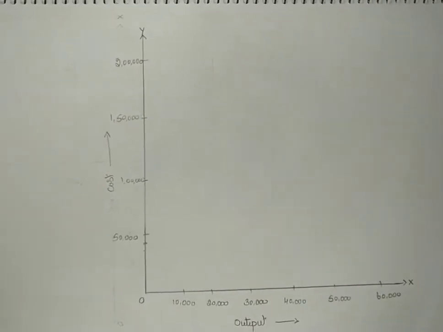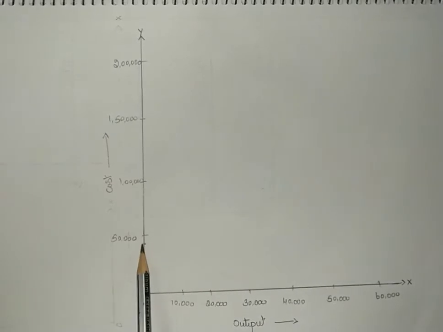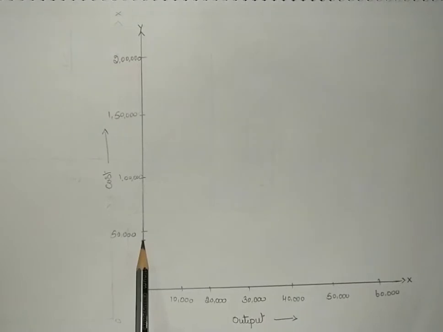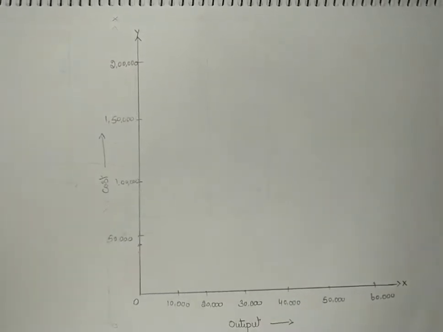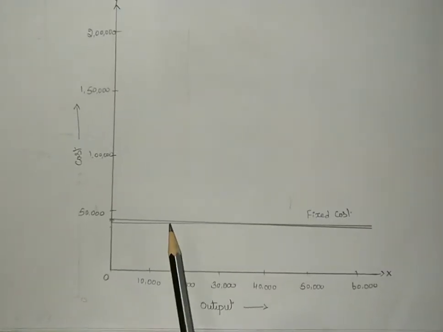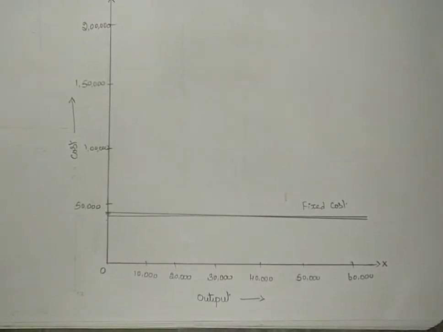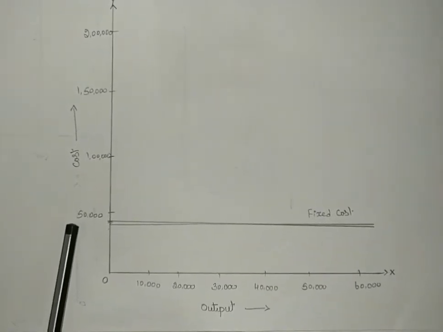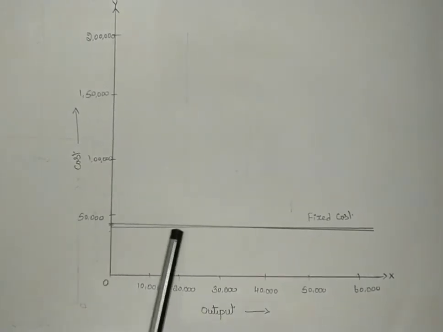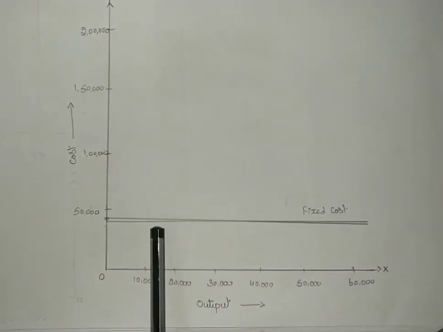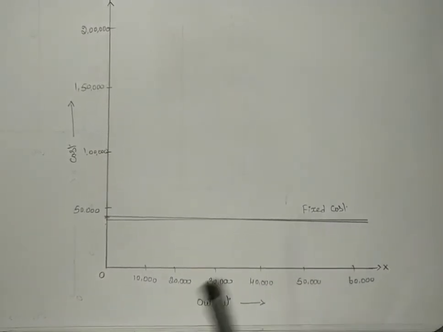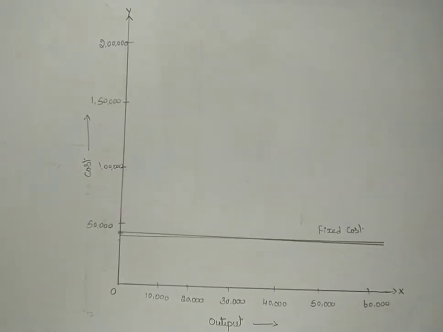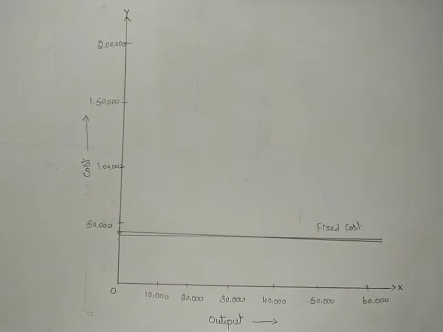The fixed cost they have given is 40,000. Here we have taken the cost from 50,000, so below the 50,000 you will get the fixed cost. So draw the fixed cost line. Here is the fixed cost line. The fixed cost line will be a straight line, because the fixed cost remains constant at various levels of activity. We will not change the fixed cost.